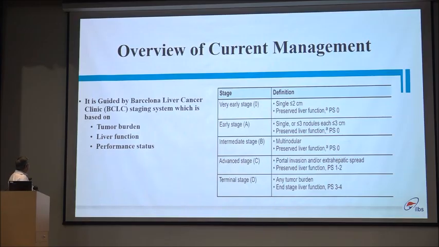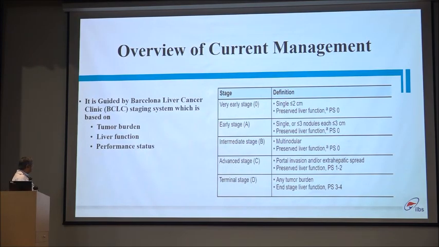If we look at the current overview of management, it is guided by the Barcelona Clinic Liver Cancer staging system, which is based on tumor burden, liver function and performance status. It has been divided into various stages, like very early stage when the lesion is less than 2 centimeters, with preserved liver function and good performance. Early stage A is a single nodule or 3 nodules, each less than 3 centimeters, with preserved liver function.